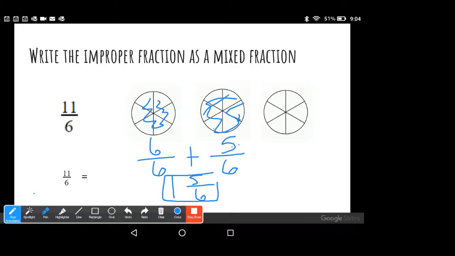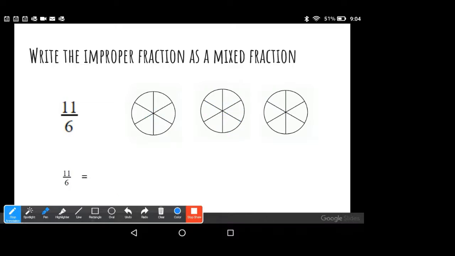Okay, so 11/6 is the same as 1 and 5/6. Just 2 different ways to write it. Okay, let's go to the next one.